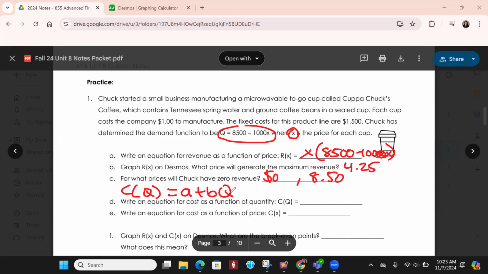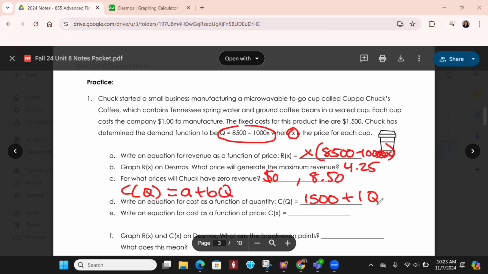So what is our fixed cost? What is our fixed cost on this one? Fixed cost is 1,500 plus what is B? B is our variable cost per unit. So how much does it cost per unit? $1. Okay. And then we don't know quantity, so we're just going to put Q. Okay. Everybody got it?